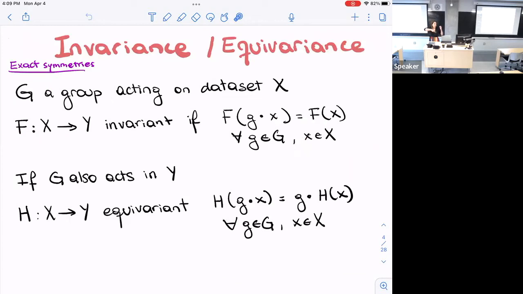So I'm going to define what an invariant or an equivariant function is. If you have a group G acting on your data space X, then you say that a function is invariant if for every input data point X and group element G, f of Gx is equal to f of X. So it's invariant with respect to this group action. And if G also acts in the codomain of your function, then you can say that the function h is equivariant if h of Gx is equal to G times h of X for all X and all G. And that's equivariant.